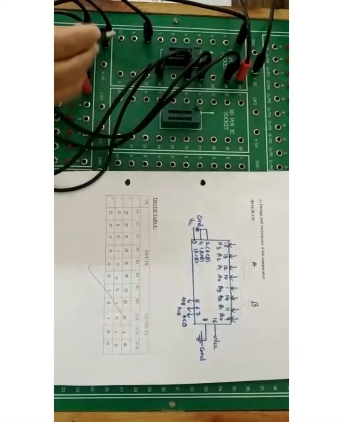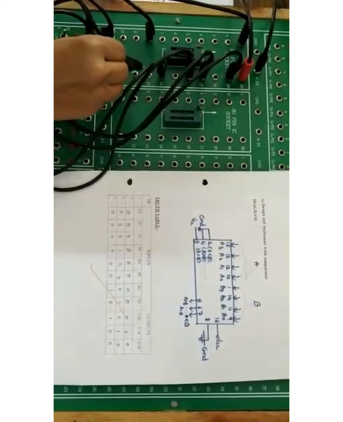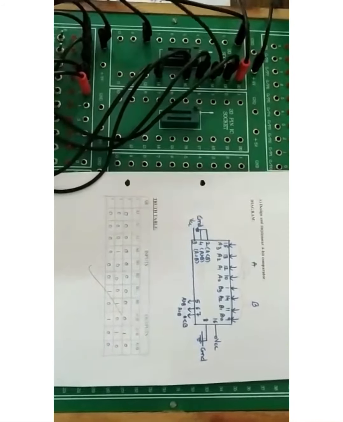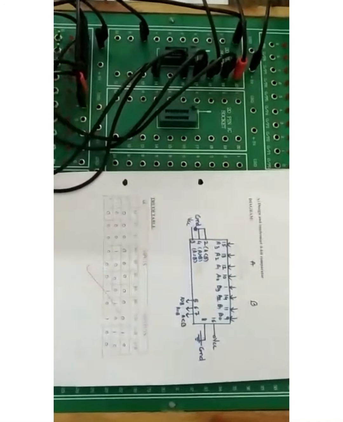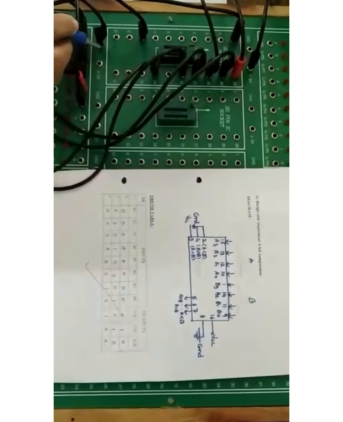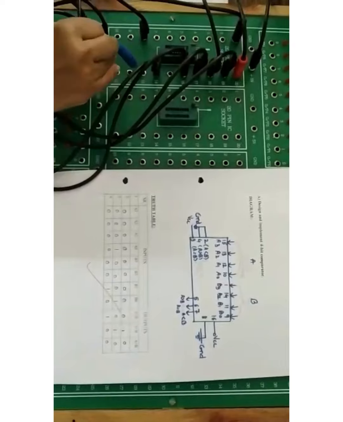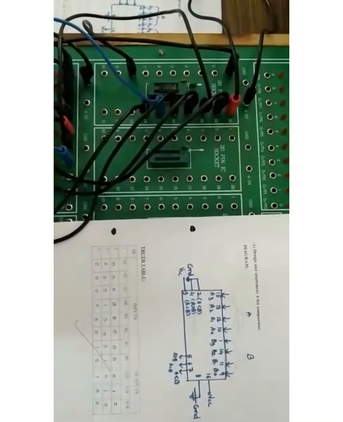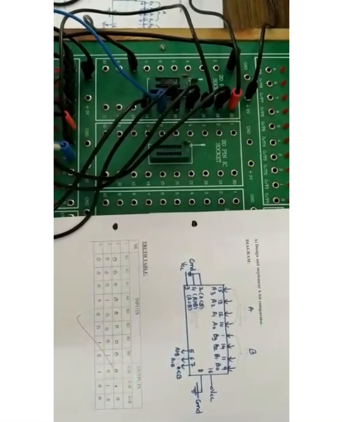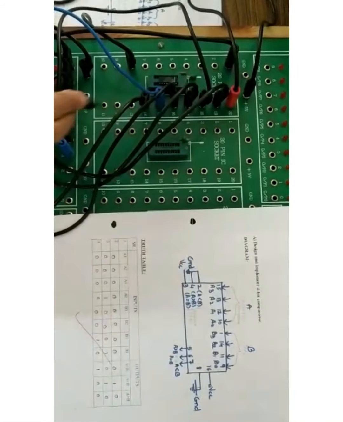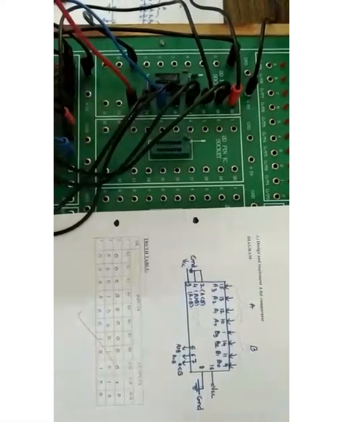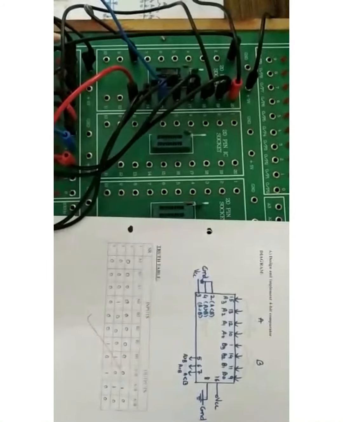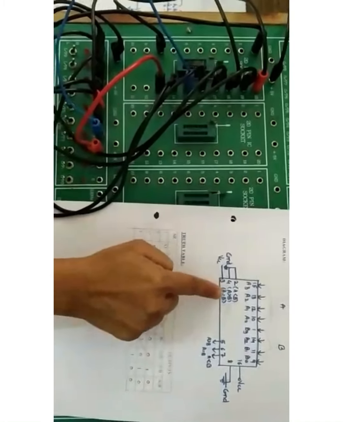Pin number 14, after 8, 9, 10, 11, 12, 13, is connected to the next, that is B2. Then pin number 11, after 8, 9, 10, is connected as B1. Then pin number 9, after 8, is connected as B0. So these 8 inputs are connected. Then we will see the next connection.